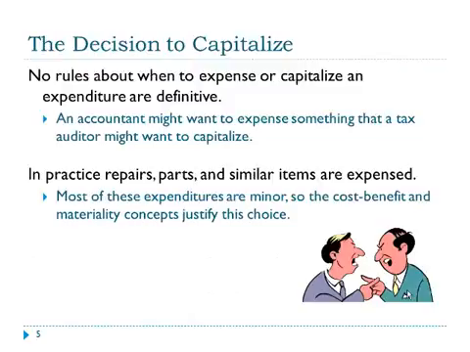There are no particular rules about specific items to expense or capitalize. Instead, the accountant needs to use his judgment, and different accountants may come up with a different decision on whether something should be capitalized or whether something should be expensed. In practice, repairs, parts, and similar items are always expensed. Most of these expenditures are minor, so the cost-benefit and materiality concepts justify this choice.